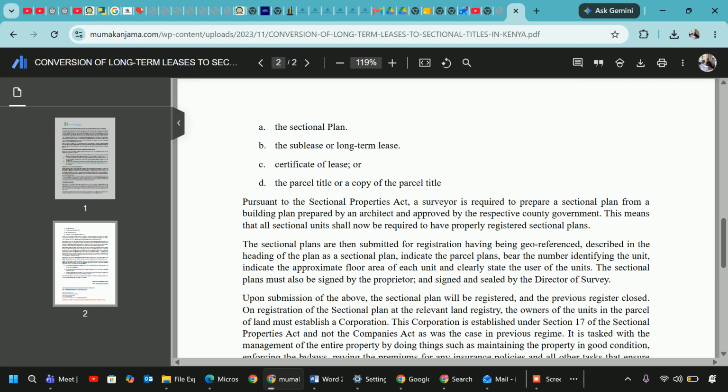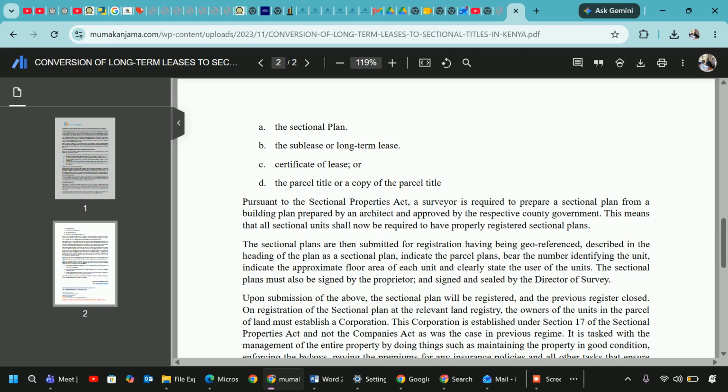What is the source of this sectional plan? It is prepared from a building plan that was prepared by an architect and that had been approved by a respective county government. So the sectional plans are then submitted for registration having been geo-referenced. Described in the heading of the plan as a sectional plan, indicate the parcel plans, bear the number identifying the unit, indicate the approximate floor area of each unit, and clearly state the user of the units. The sectional plans must also be signed by the proprietor and signed and sealed by the director of survey.